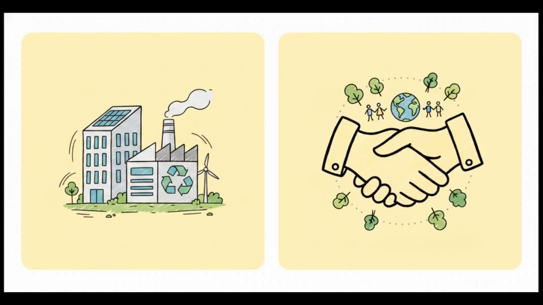The source draws a really crucial line between internal and external actions here. First, we have sustainable business practices. These are the internal operational choices a company makes to minimize its direct environmental impact, like, say, cutting down on supply chain waste or reducing water usage in their factories.